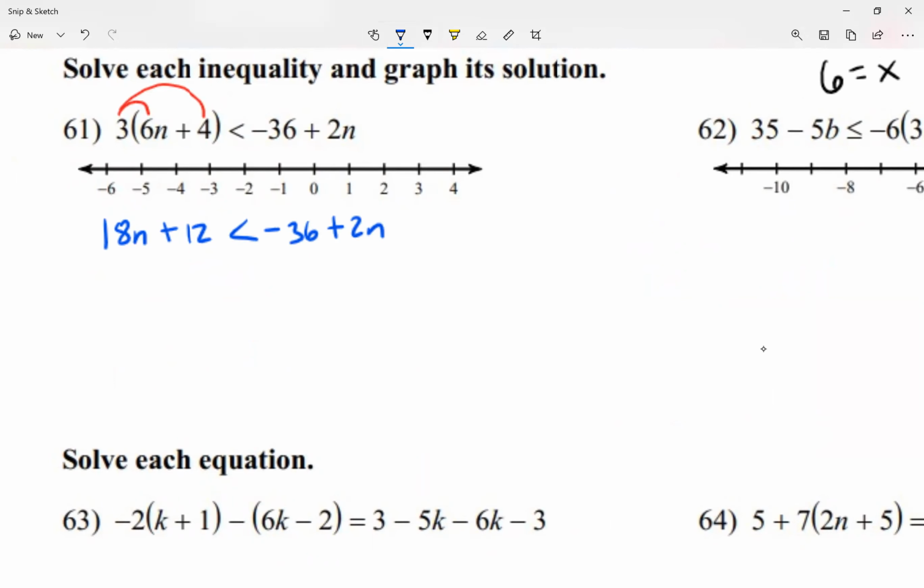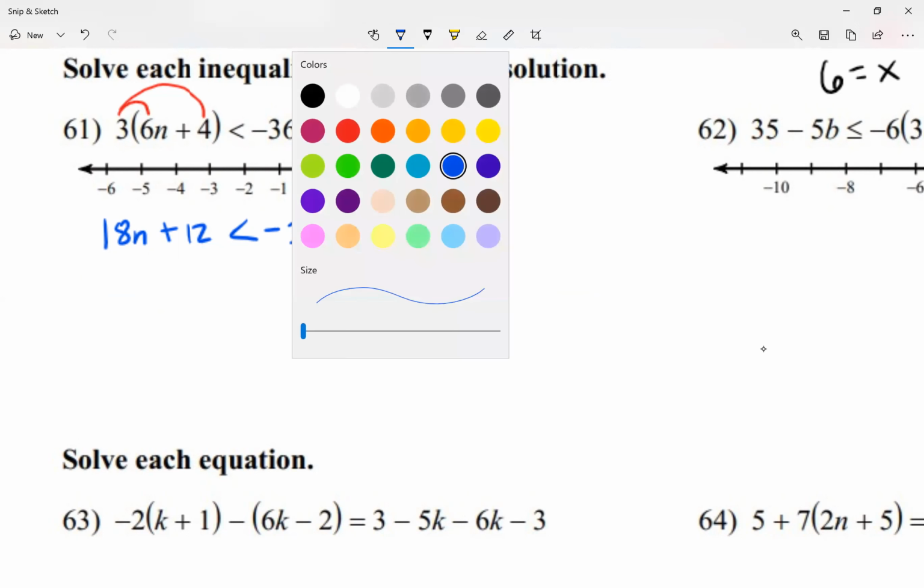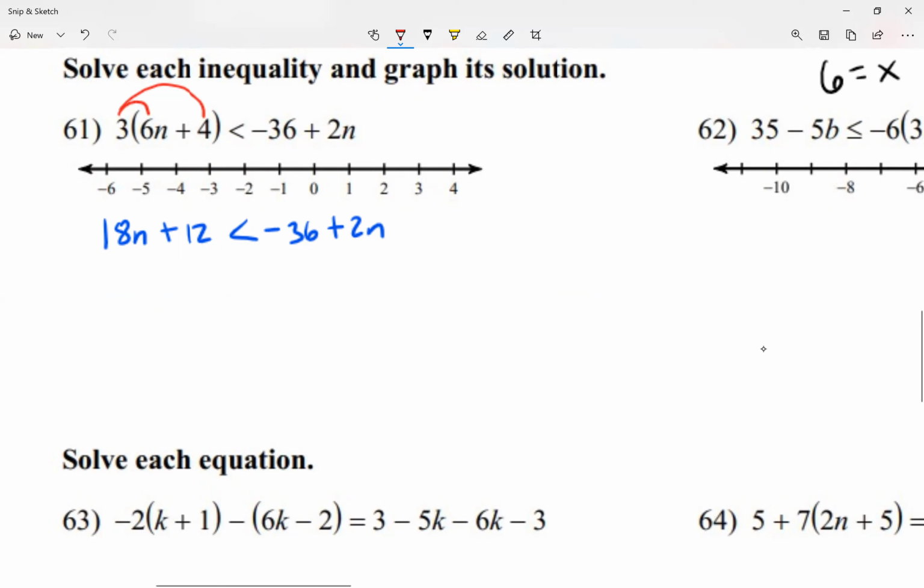If I can combine anything on the left, by all means do so. Anything on the right, do so. In this case, I cannot combine them. Now, for inequalities, I don't have much of a choice. The letter has to go to the left side.